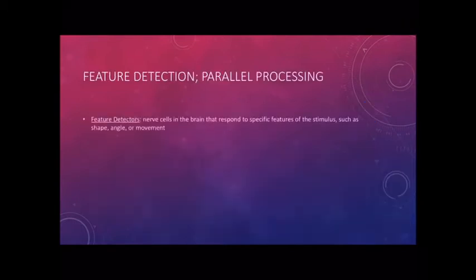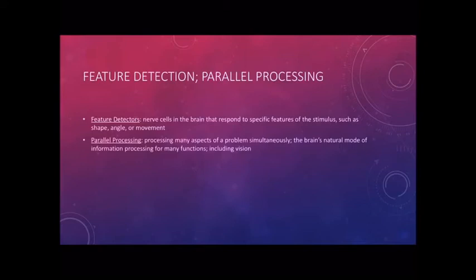Okay. Feature detectors are here to respond to specific features of a stimulus. Like you have a feature detector for detecting shape. You have a feature detector for detecting angle. You have a feature detector for detecting movement. They're specialized cells that respond to specific features of any given stimulus. And so feature detectors are what is going to enable us to be able to parallel process things.